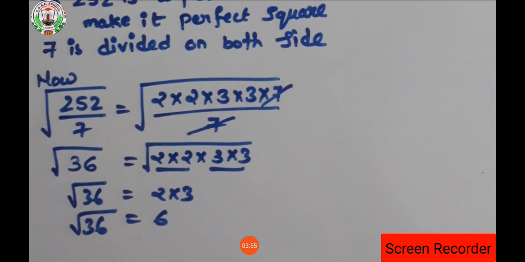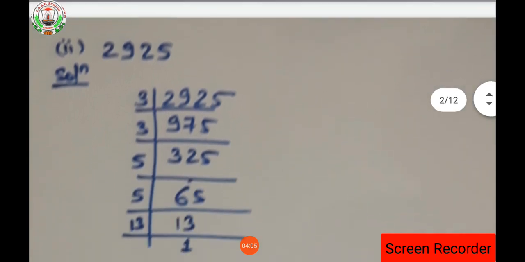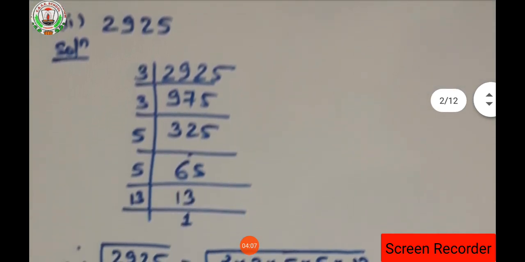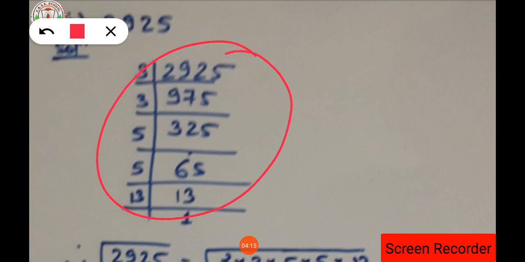Clear everyone? So in this way try to do question number 2, 3, 4, 5 and 6. Just once you go through. Here I have already solved all the questions. In the same way you have to solve. So here is the second question. All the factors you have to find. So I have found all the factors here. Just look at the factors.